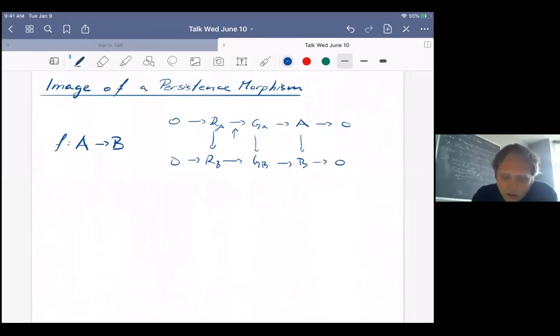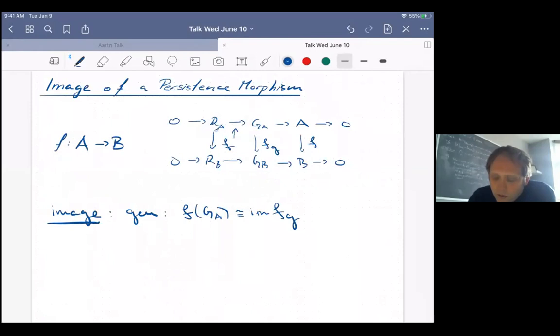Okay, so for the image, right? Well, the generators are just, so let's call this F, F of G, and F of R. So again, because things are freely generated, I can just take the basis G of A and apply F to it, right? So it's the image of F of G. And the relations are just RB. So the relations of B restricted to whatever this subspace is, right?